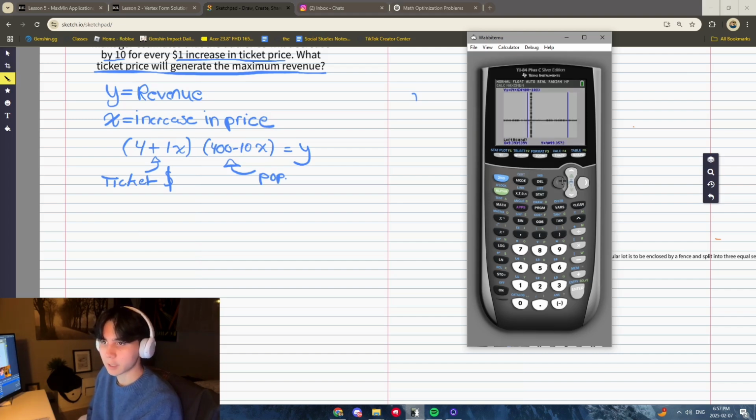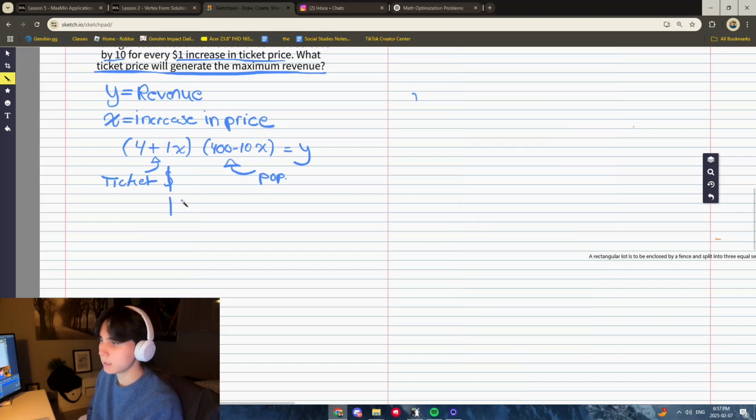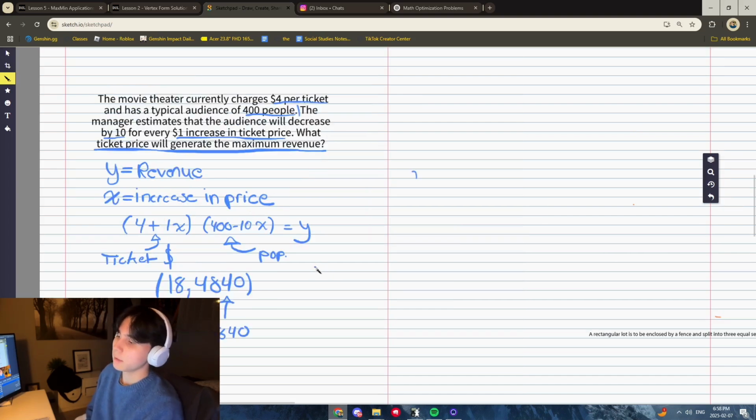And then now you can find the vertex by going second trace max, and you're going left and right of the parabola here. And you're going to get 18, 4840. And what this actually represents is that at an $18 increase, which we set to x, we're going to get a max revenue of $4,840.